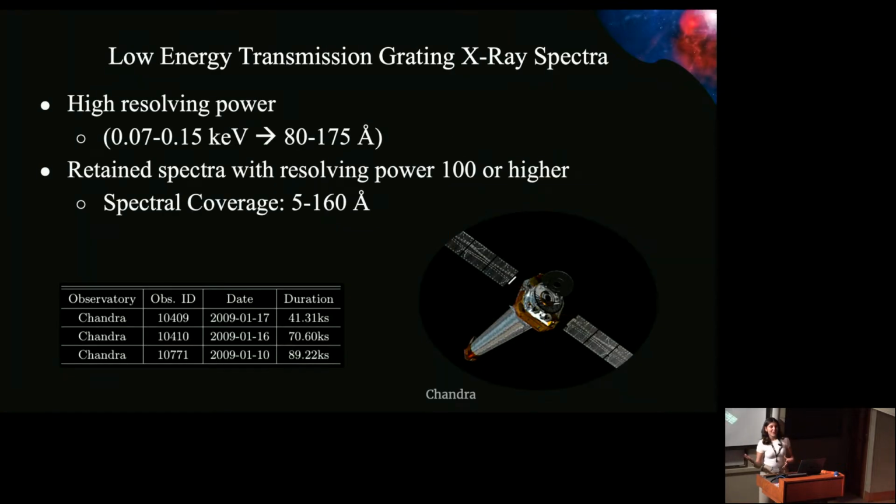For this project, we ended up using the low energy transmission grating X-ray spectra. We used it because of its high resolving power, and we wanted to retain spectra with resolving power 100 or higher. So our spectral coverage was between 5 and 160 angstrom. Here I am showing the 3 different observations that we used for this project. Another thing I wanted to point out is that NGC 3227 with its AGN has already been studied in the high energy transmission grating at a different time period than shown here. So we're sort of filling in the gaps as to what we know for this AGN.